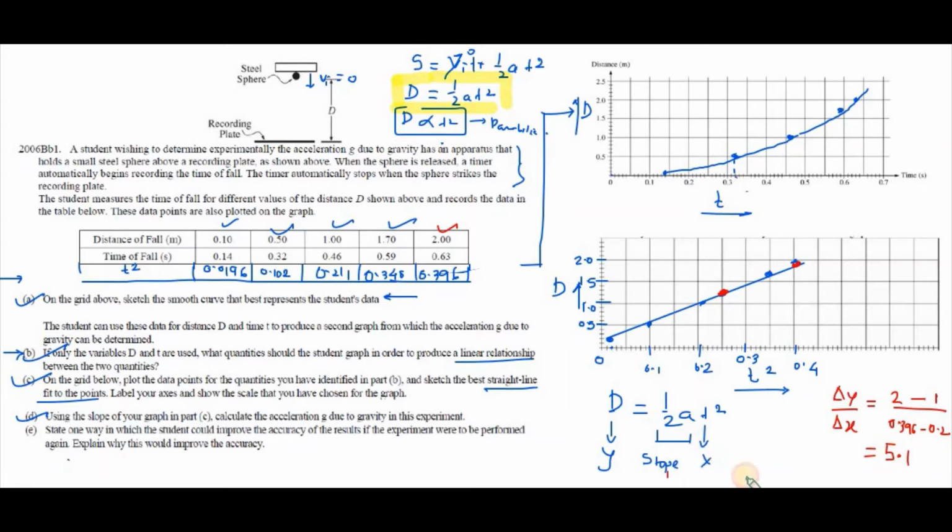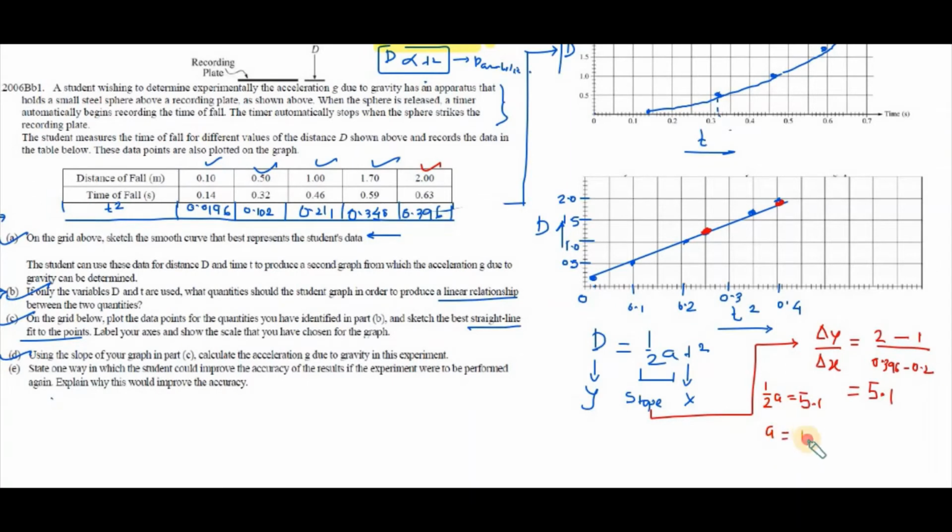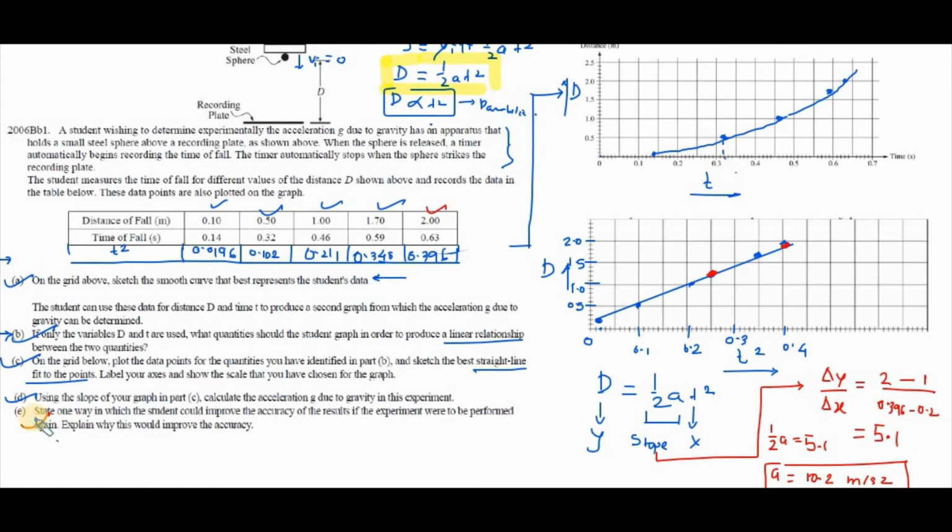Now this slope is equivalent to that half of a that we got from these expressions. From here, if we compute the a value, that would give 10.2 meter per second square, and theoretically we have the acceleration of 9.8 meter per second square, but we have 10.2 by our calculation. So if the best fit line were more perfect, then we would get a value nearby 9.8.